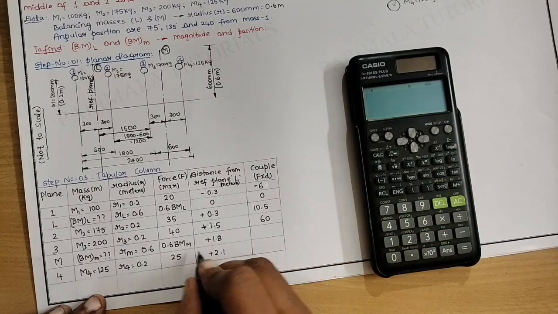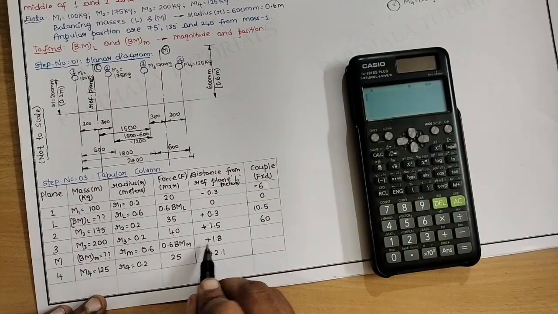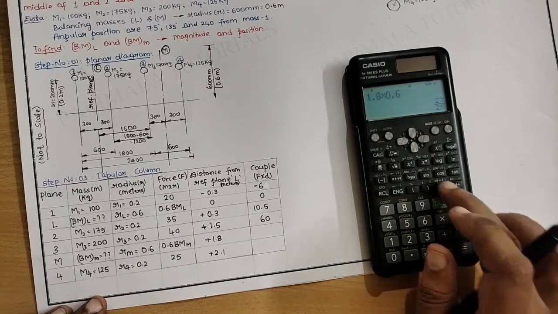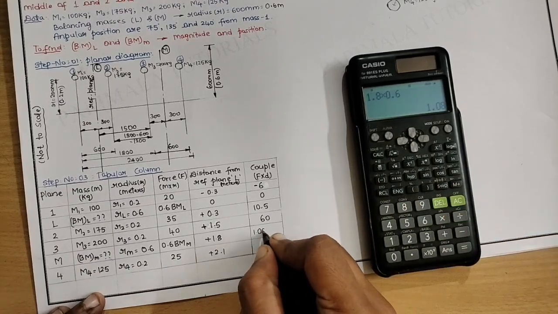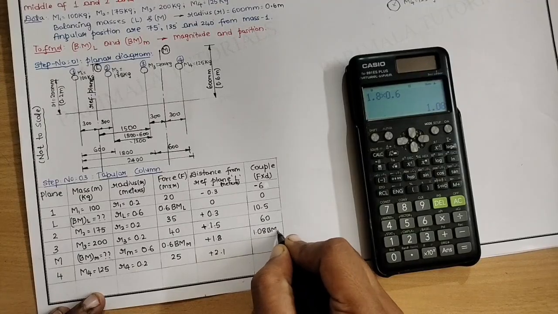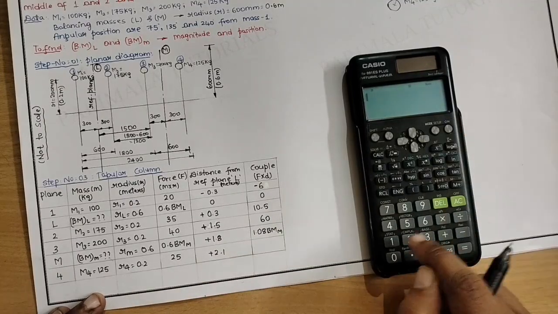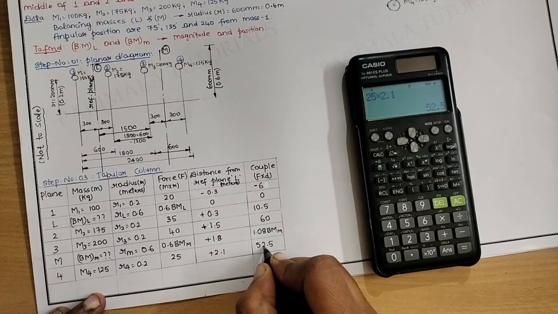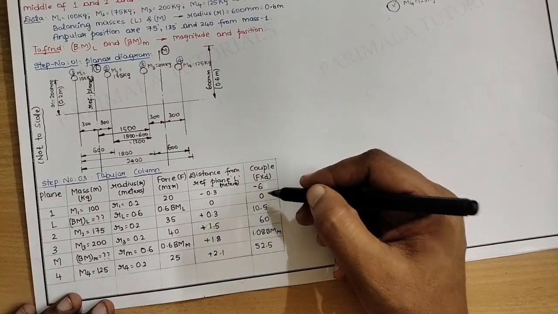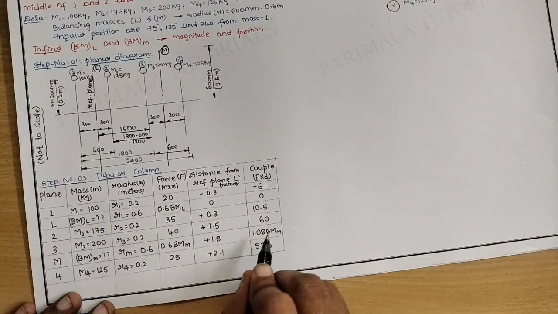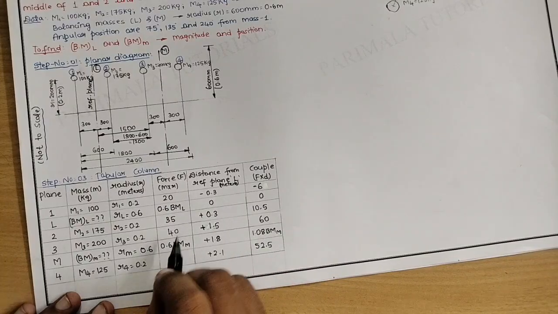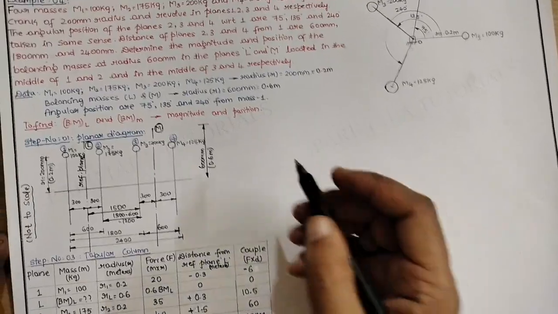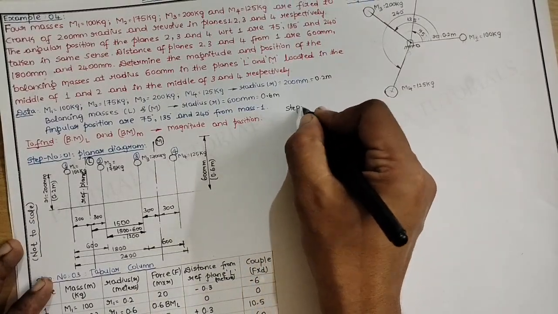Followed by this is the unknown term. I will keep it as it is, but we can multiply 1.8 into 0.6. This is 1.08 times the balancing mass M, followed by the last one. This is 52.5. Let us draw a couple polygon to obtain this unknown term. This unknown term can be substituted here to find out this value. Thereby we are done with the solution. The step number 4 here is the couple polygon.